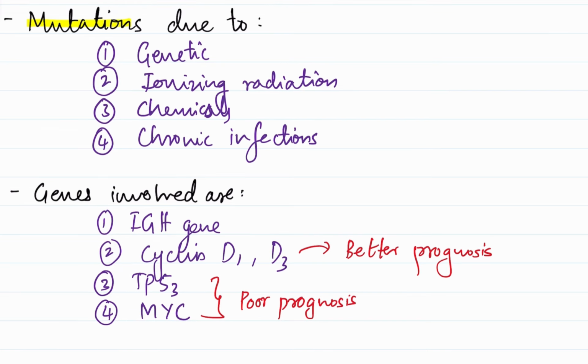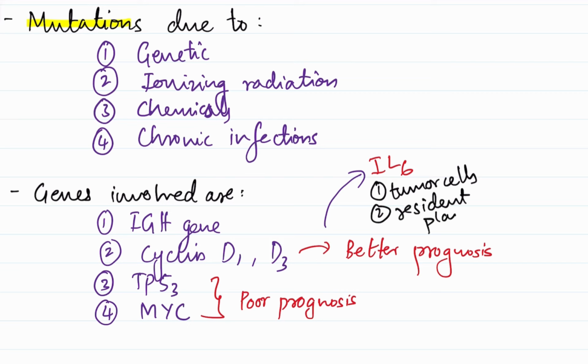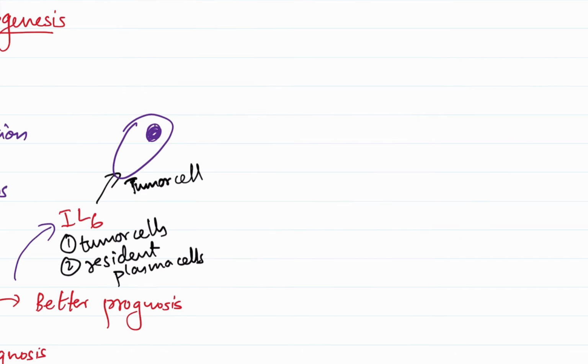So what happens here is that with all of these things, there is an increased secretion of IL-6. So what is IL-6? Interleukin-6 is a growth factor for the plasma cells. And this IL-6 is secreted firstly by the tumor cells and then by the normal cells. So the resident plasma cells, they both will secrete IL-6, which will act as a growth factor, and they will lead to the formation of the myeloma cell. Now what happens here is that the tumor cell will cause bone resorption.